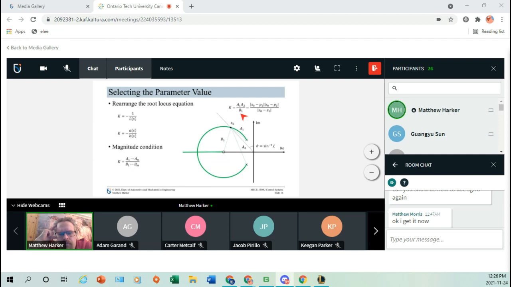Right, so in terms of actual complex numbers, it's basically saying this here, right? So we have our point that we're interested in finding the K for. We subtract the pole 1, pole 2. So these are complex numbers. We take the absolute value, which is just the magnitude, and then divide by the magnitude of S0 minus Z0. Right, so rather simple formula there.